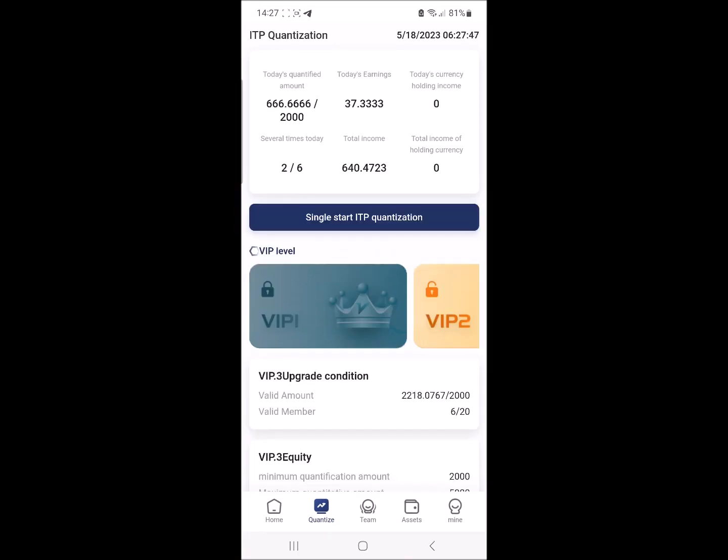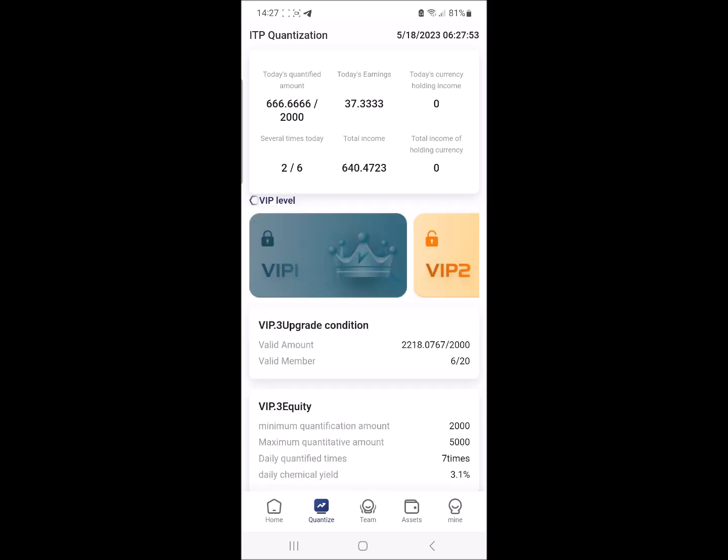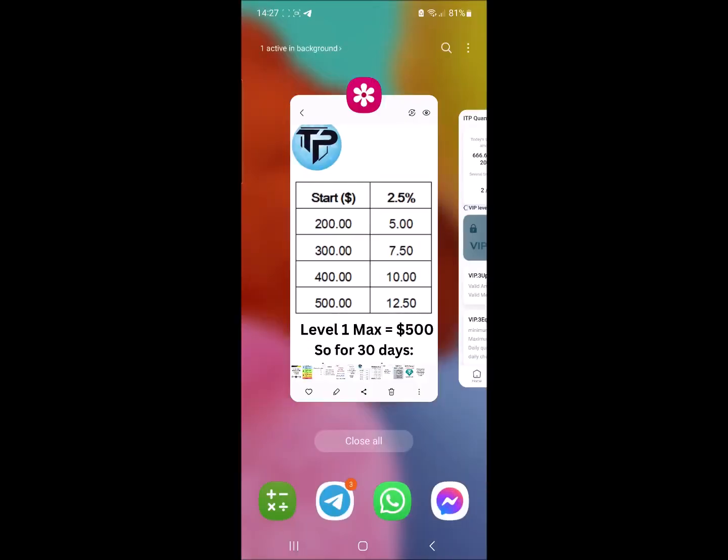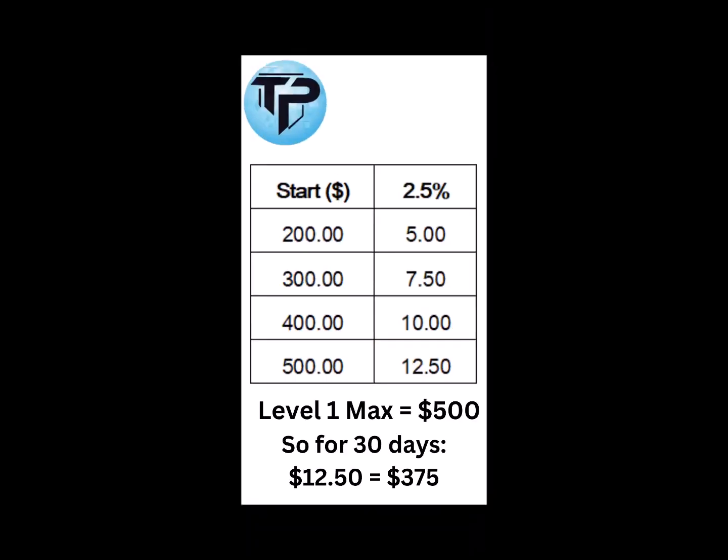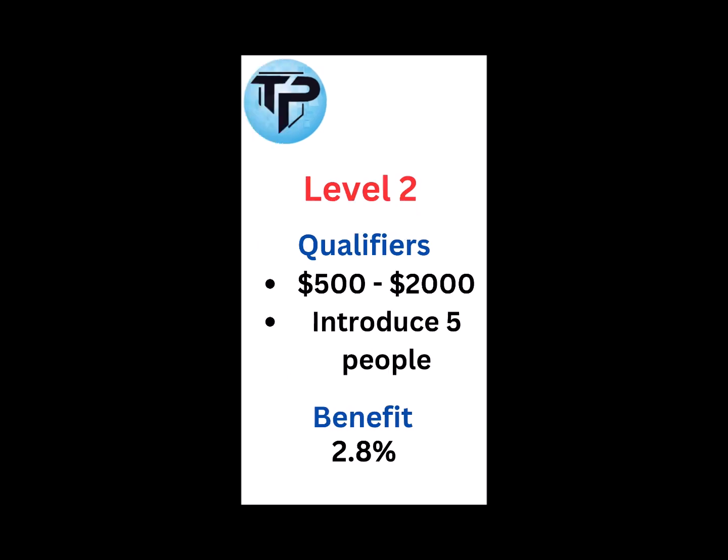Okay, now we've gone up to $37 and I've still got 2 trades left. So again, I'm going to press that button, leave your trading in the background. Go back to our little presentation here. So maximum we can earn on level 1 for 30 days is $375.